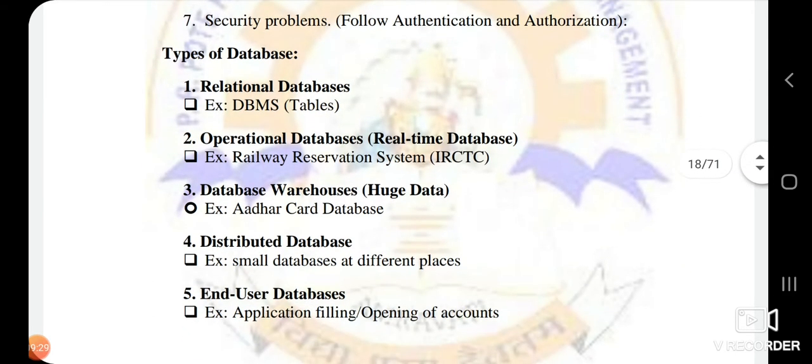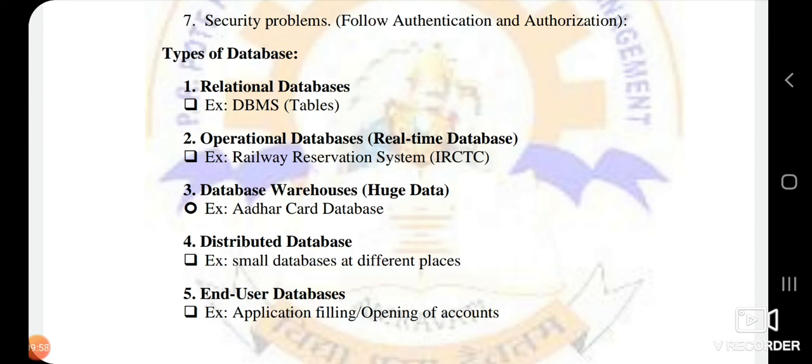Now types of database. Relational database, we have studied a lot about DBMS, that is database management system. Relational database, relations mean tables. Here the data is stored in the form of tables. Then operational database, real-time database, for example the railway reservation system. It is a runtime dynamic database because you are continuously performing the confirmation of the ticket, the booking of the ticket, the deleting, the cancelling of the ticket, and so many things. So that is going on at runtime. So that is the example of a real-time, that is operational, database.